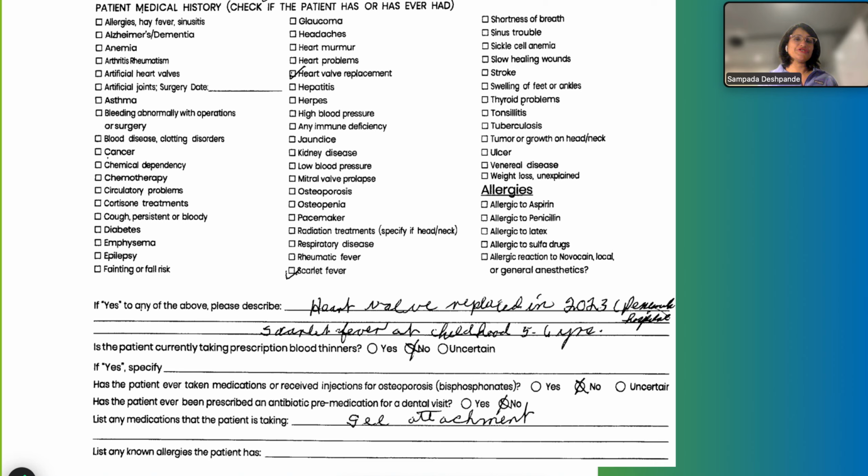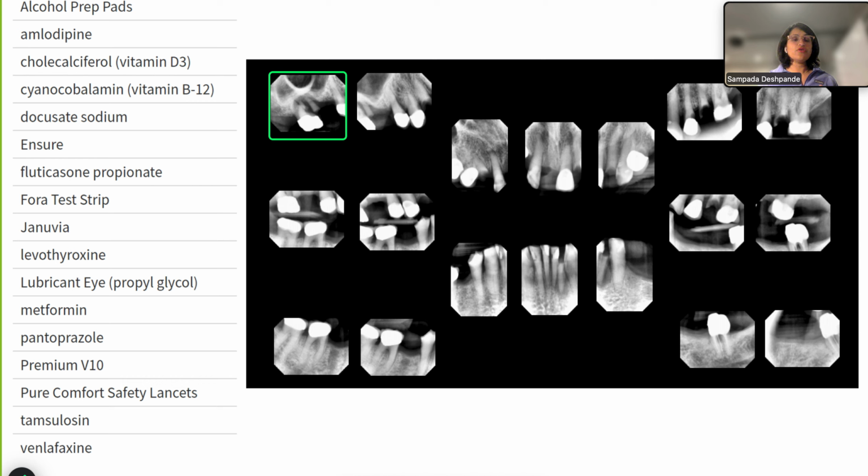So, again, Sherlock Holmes, right? Something is kind of missing. So we asked for the medication list. Lo and behold, that's a lot of medications. He's on amlodipine. He is on Ensure. He is taking Januvia. He's taking metformin. He's taking levothyroxine. He's taking venlafaxine. So he has a lot of stuff going on.